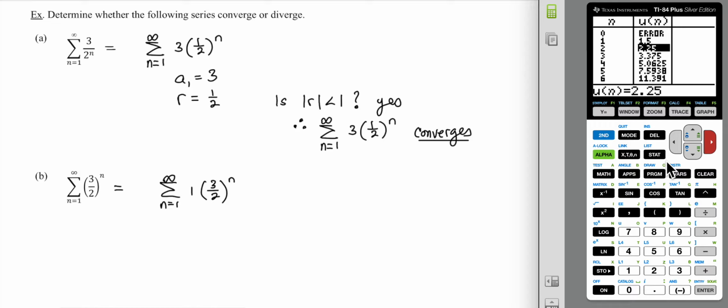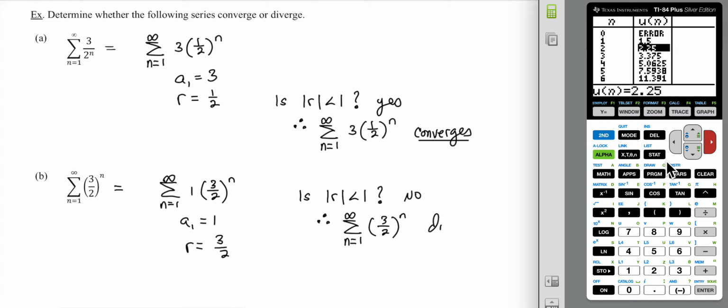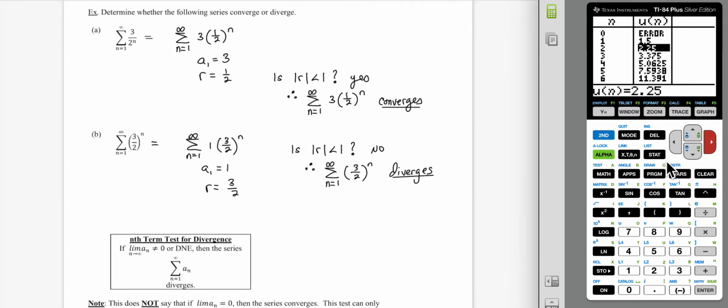So now that we have the appropriate form, we could pull out an a sub 1, which we really don't need, except to guarantee to ourselves that we're in the right form. All right, r is equal to 3/2. And again, I would ask myself, is the absolute value of r less than 1? The answer is no. And so therefore the sum from n equals 1 to infinity of 3/2 to the nth power is going to diverge. So it diverges. All right.